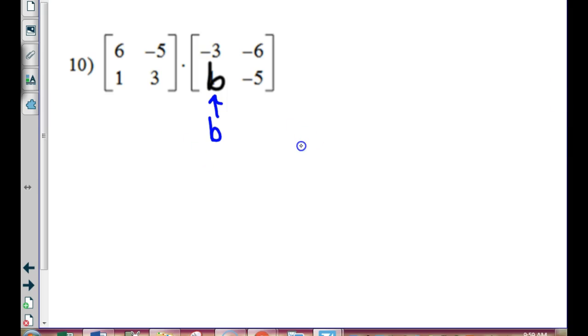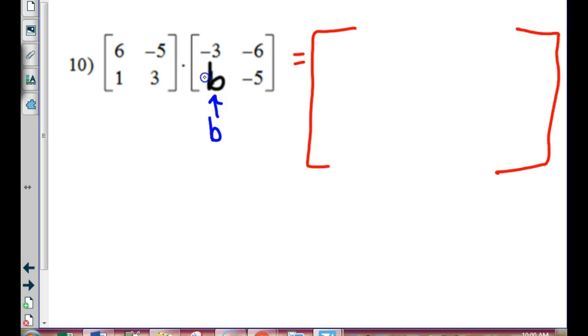2 by 2 times a 2 by 2. Yes, you can do it and you'll get a 2 by 2. Okay, I'm going to make a really big 2 by 2 though because I want to do the work, so when you go back and look at this, you remember how you did it. All right, I'm going to use a little color coding for your benefit. Row 1 times column 1 goes in row 1, column 1.